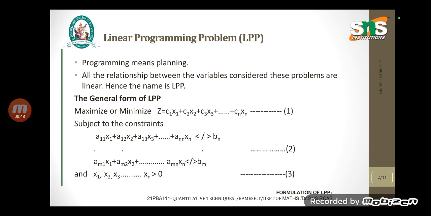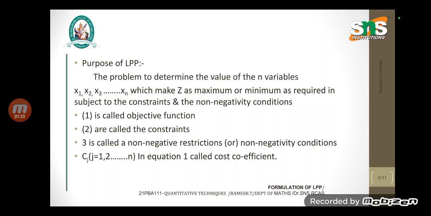The general form of linear programming problem is maximize or minimize z = c1x1 + c2x2 + c3x3 + ... + cnxn, subject to the constraints a11x1 + a12x2 + ... + a1nxn either less than or greater than or equal to b1, and so on up to am1x1 + am2x2 + ... + amnxn either less than or greater than or equal to bm, and x1, x2, ..., xn are all greater than or equal to 0. That means all are non-negative.